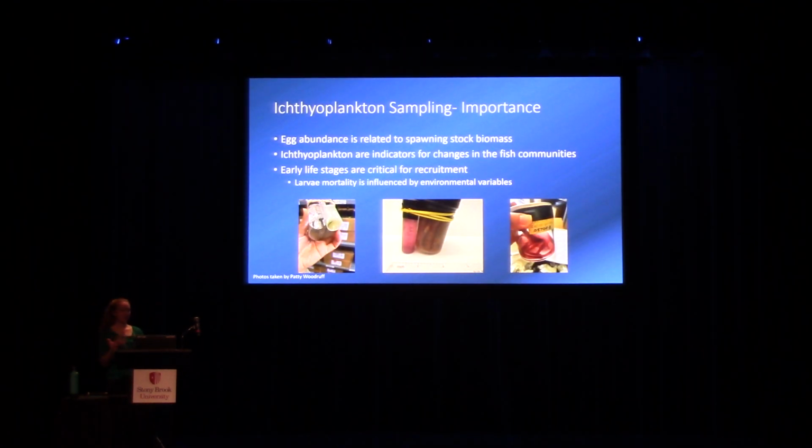So why ichthyoplankton matter and why this survey is so important. Ichthyoplankton egg abundance is related to spawning stock biomass, and ichthyoplankton are indicators for changes in fish community. Early life stages are critical for recruitment, and larvae mortality is influenced by environmental variables. And these pictures here are taken by Patty in our lab, and they're from the biological collection that's part of the HRBMP.